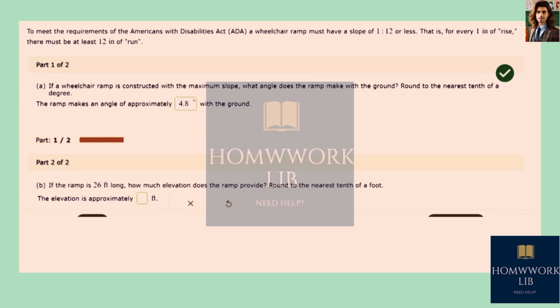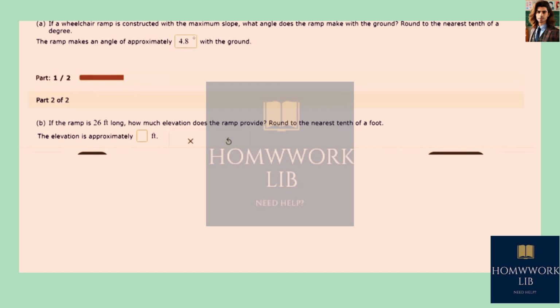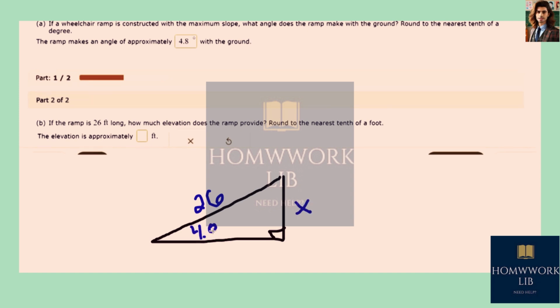Since you already got the first part, let's get to the second piece. If the ramp was 26 feet long, we want to know how much elevation it provides, so there's 1/10 of a foot, and we know that from part A it makes 4.8 degrees with the ground.